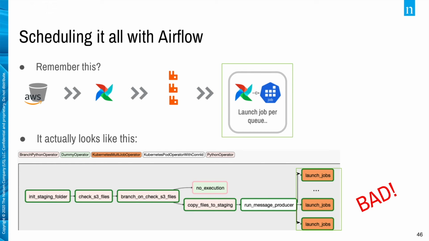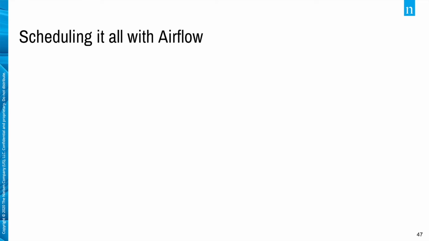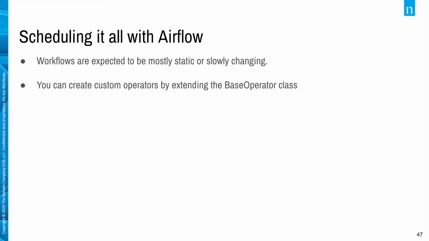Unfortunately, this does not work. Why? Because Airflow workflows should be static, or at least slowly changing, like, for example, database schemas. So we can't launch a dynamic amount of job launching operators. What should we do? Well, we know that in Airflow, we can create our own custom operators by extending the base operator and implementing the execute class.